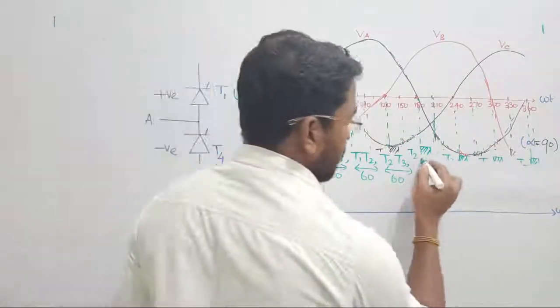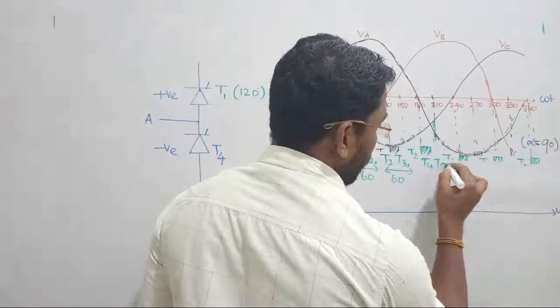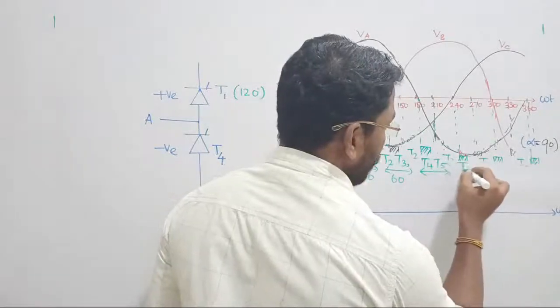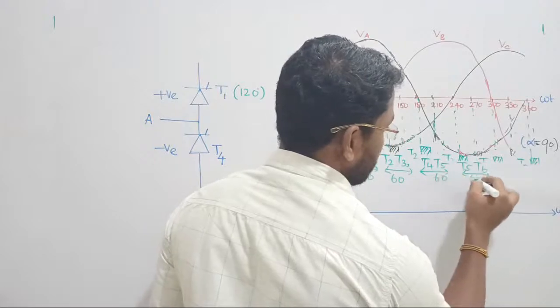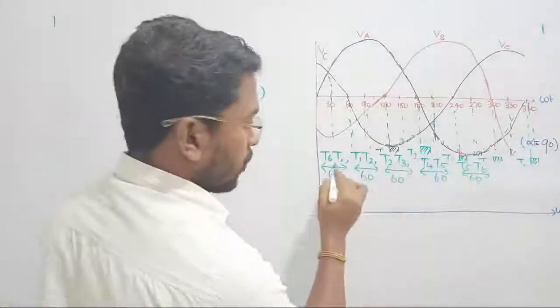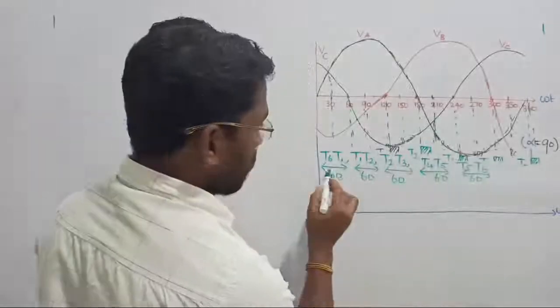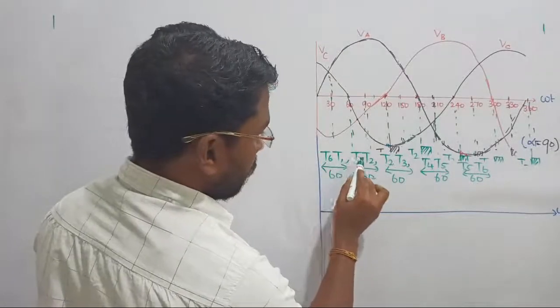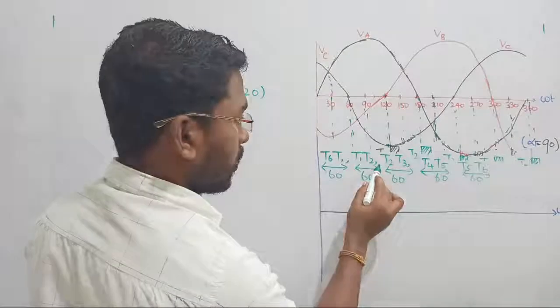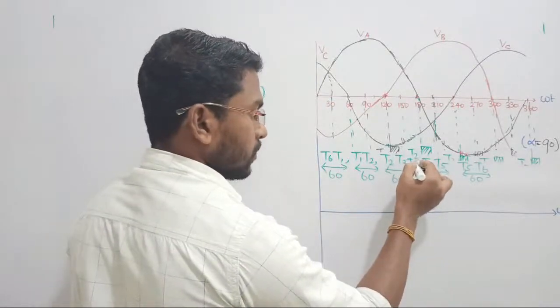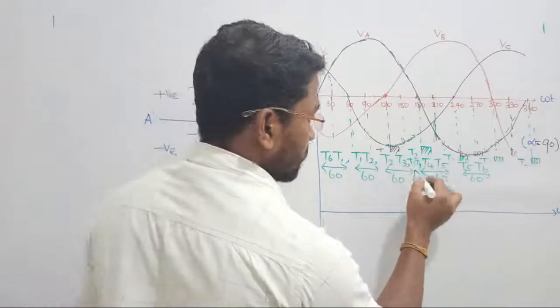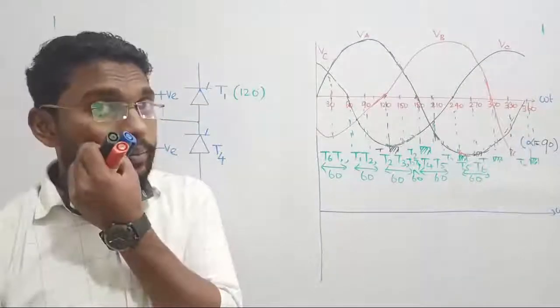In total, we need 6 pulses. T3, T4 and T5 will give you one more pulse. T5, T6 will give you one more pulse, such that we are getting 6 pulses. T6 T1, T1 T2, T2 T3... I forgot to consider T3 T4, right? You can put it in yourselves. So totally we are considering 6 pairs.